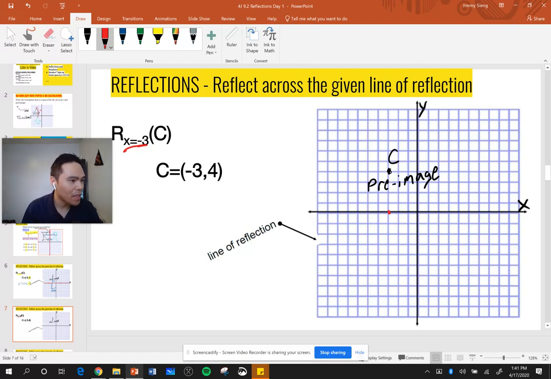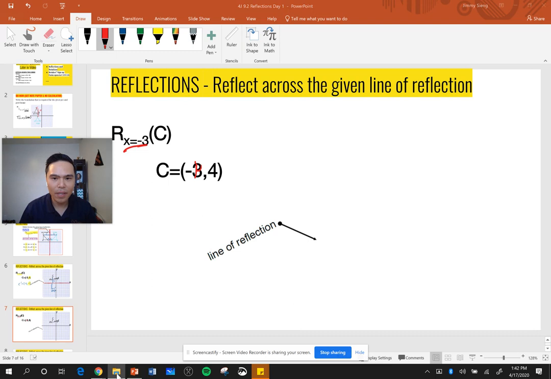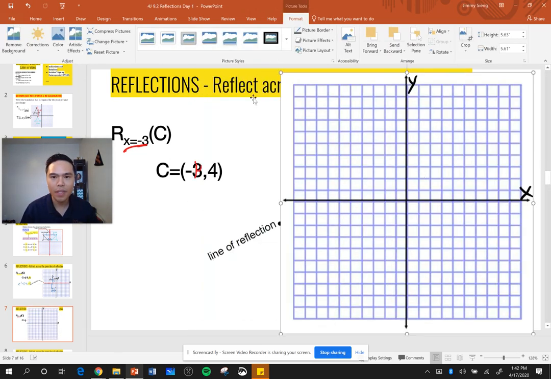Actually, this one might be y. Let me double check. I might have typed this in wrong. Let's see, -3, 4. Yeah, looks like this one is typed wrong. I apologize. So let's assume that our line of reflection is going to be, sorry, one sec. I just need to make a new graph. There's a graph.